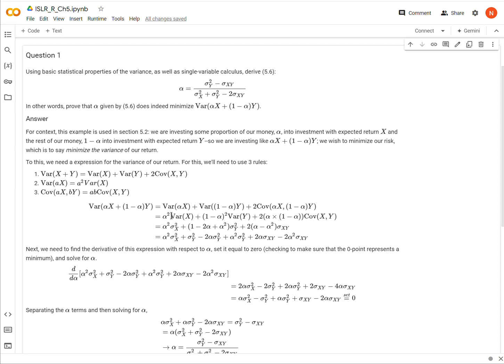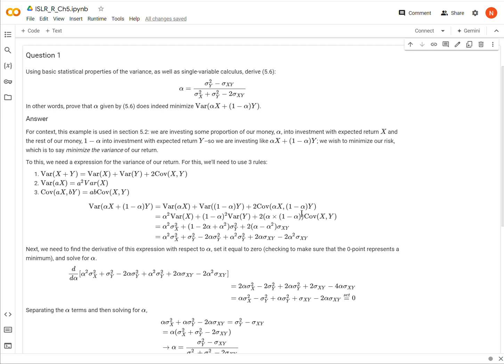So here I have alpha squared times the variance of x, so that just becomes alpha squared times sigma squared x, right, where sigma squared x is the variance of x, okay? Similarly, the variance of y is sigma squared y, okay? And this term, 1 minus alpha squared, just expands to that. Okay.